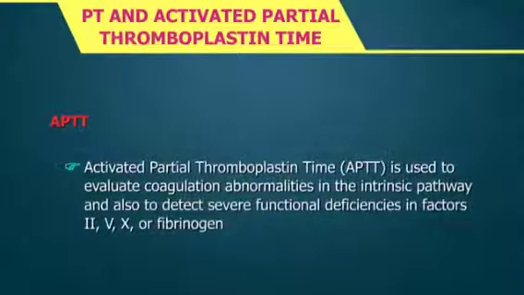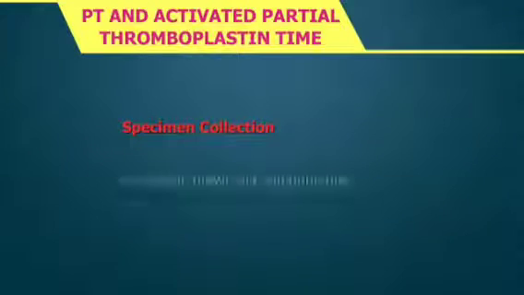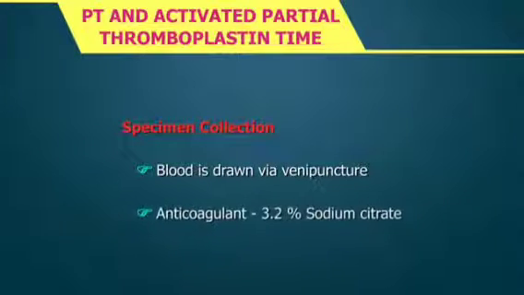APTT, activated partial thromboplastin time, is used to evaluate coagulation abnormalities in the intrinsic pathway and also to detect severe functional deficiencies in factors 2, 5, 10 or fibrinogen. Specimen collection is similar to specimen collection for PT.